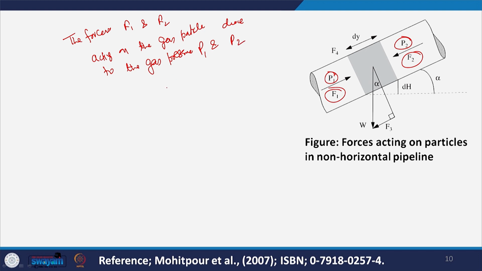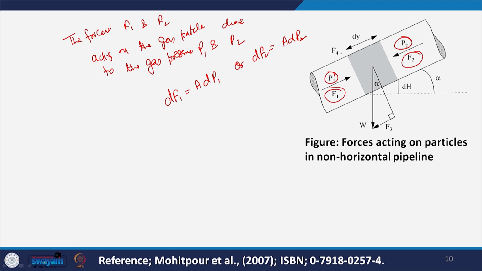This can be defined as dF1 is equal to A dP1, or dF2 is equal to A dP2. So, this is the force acting on particles in a non-horizontal pipeline.